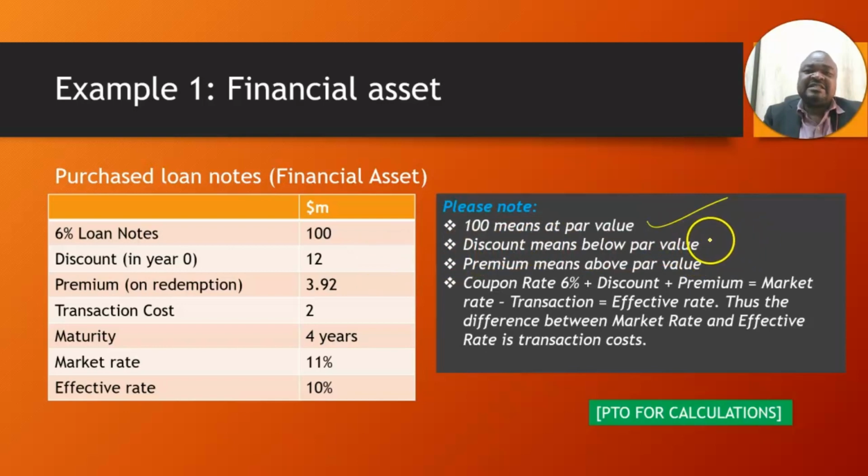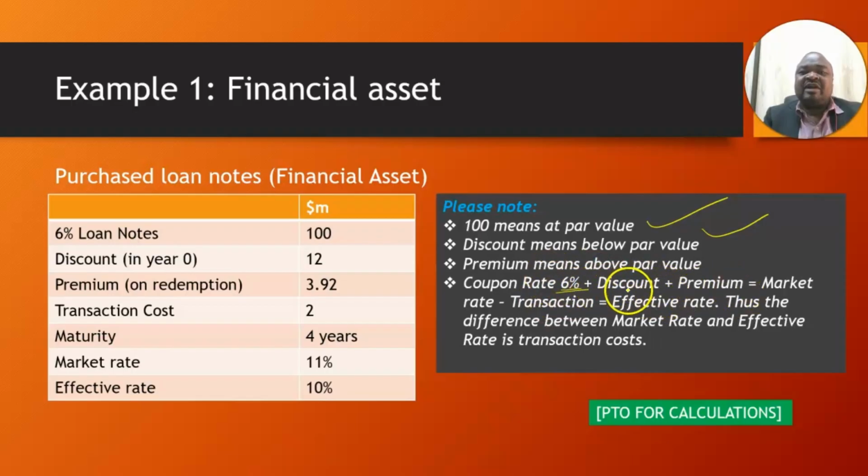That is at 88 million, right? And on redemption, that's 3.92. Premium means above par value. The coupon rate is 6%. This is the amount of interest income that is going to be consistent. These are the contractual cash flows, all right, which are going to be the regular payments. So the 6% coupon rate is the interest payments. So that's 6 million at regular intervals, right?